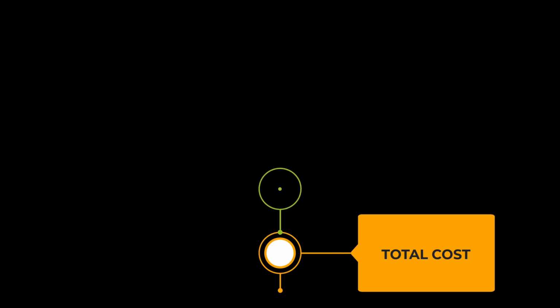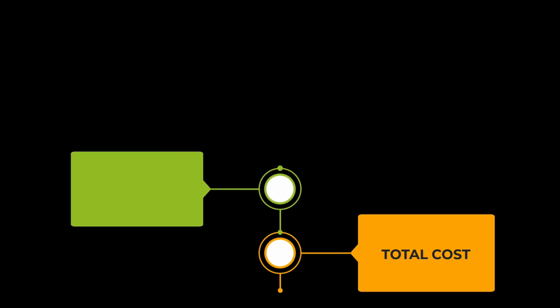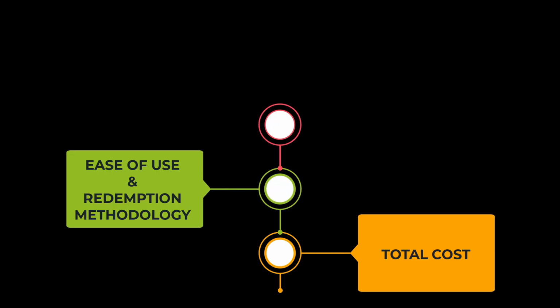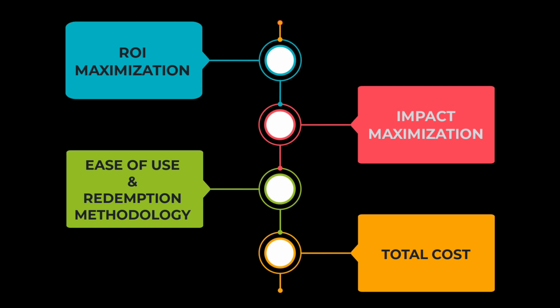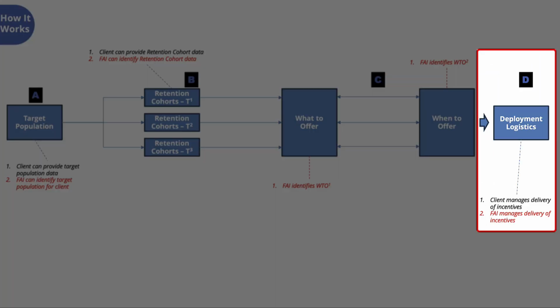For example, one parameter is the total cost of the offer to the company, and another is how it is redeemed. It can be redeemed via reimbursement or paid for directly by the company on behalf of the employee. These are just two examples of the basic parameters. However, there are other configuration parameters to be applied, depending on whether the client has engaged FAI's deployment logistics services.